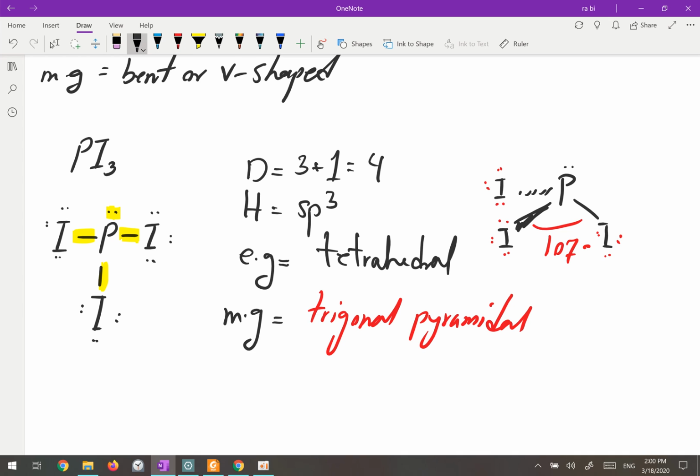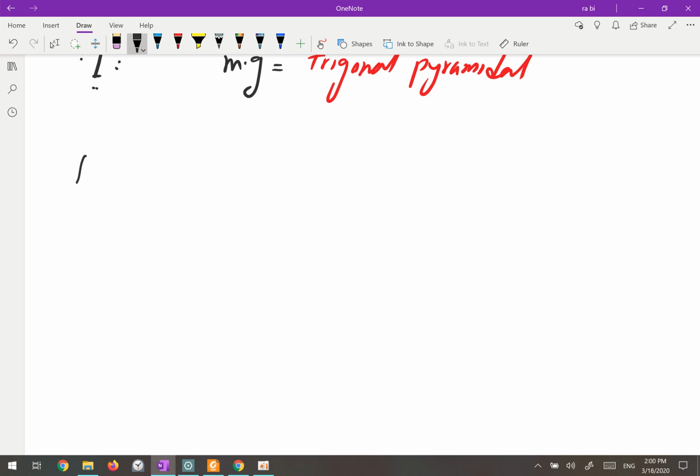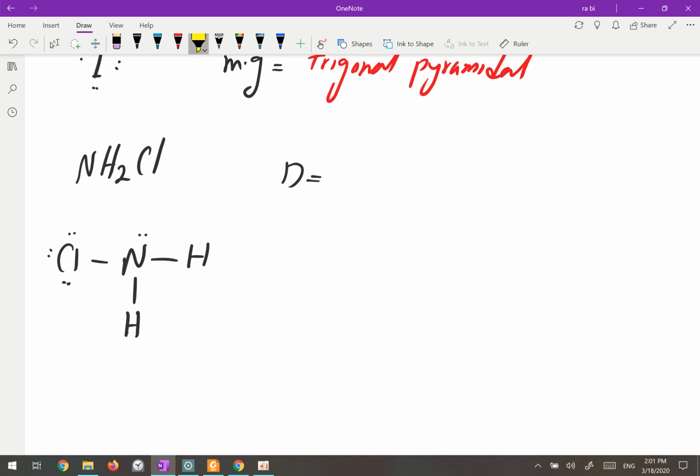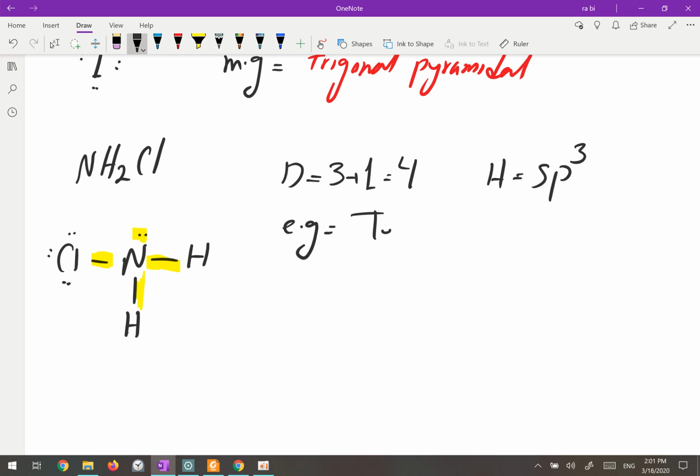Okay, the next molecule is NH2Cl. The Lewis structure was like this. So how many domains do we have here? 1, 2, 3, 4. You have 3 bonds, 1 lone pair, so the domain is 4. Hybridization for that would be sp3. Electronic geometry for sp3 hybridization with 4 domains is tetrahedral.